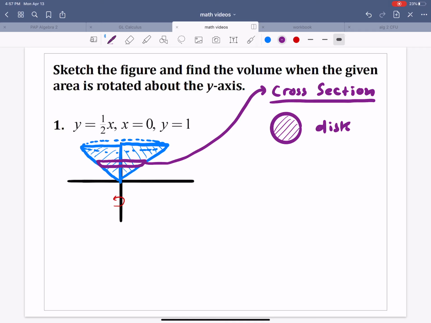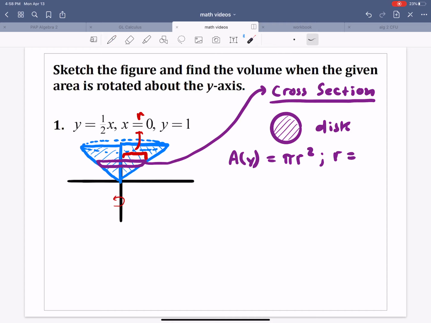Now, the next step is very similar, but instead of doing the area with respect to x, we're actually going to do the area with respect to y. So that is one little change. Now, the area formula of a circle does not change. But let's think about what the radius of this circle equals. If you look at the graph, your radius is this distance right here.